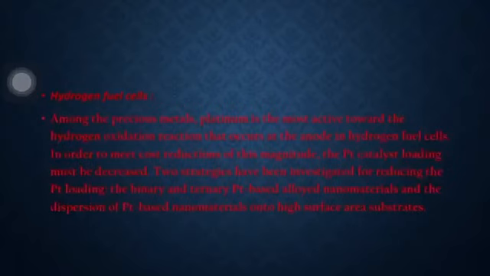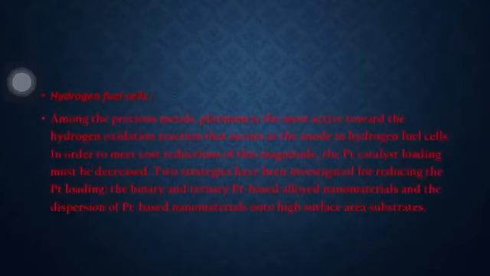The applications. Hydrogen fuel cells. Among the precious metals, platinum is the most active toward the hydrogen oxidation reaction that occurs at the anode in hydrogen fuel cells. In order to meet cost reductions of this magnitude, the Pt catalyst loading must be decreased.